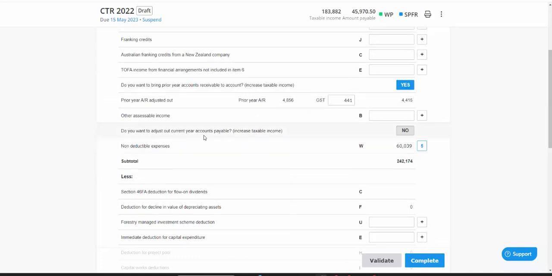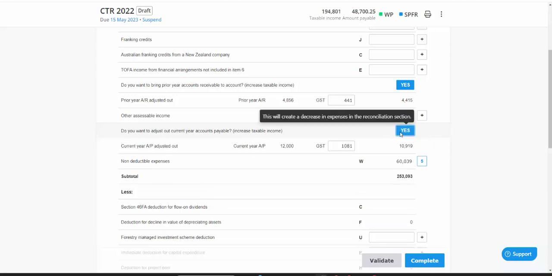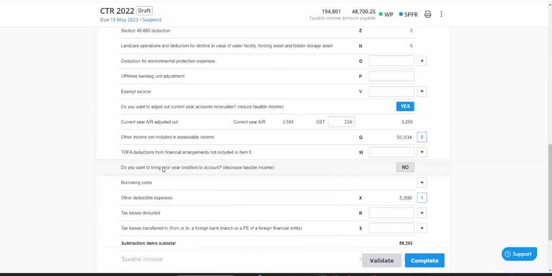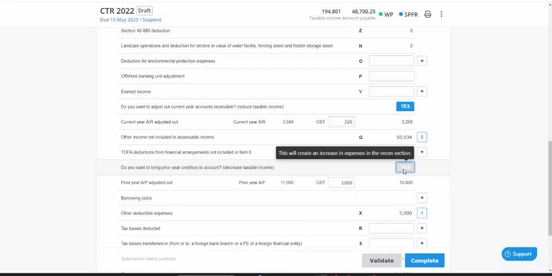Do you want to adjust out current year's accounts payable? So I go yes, in which case I will be increasing my taxable income. And the same thing down here. Do you want to bring prior year accounts payable to account? Yes, these would have been paid in the current year. That means the cash went out in the current year.